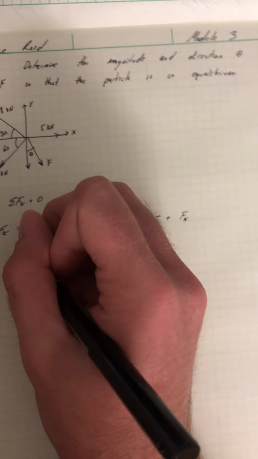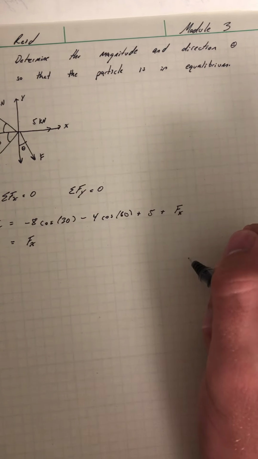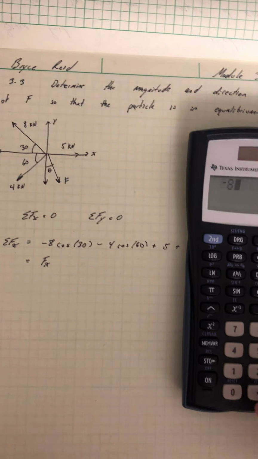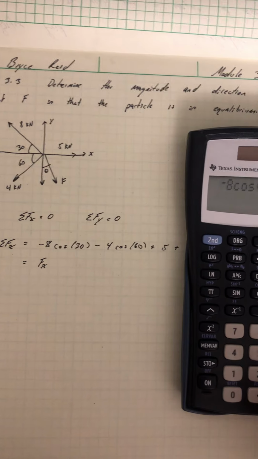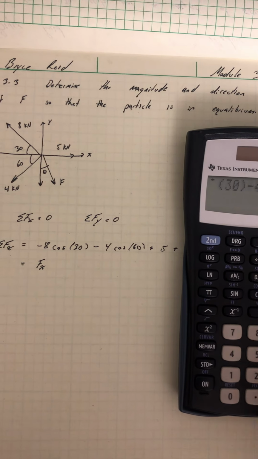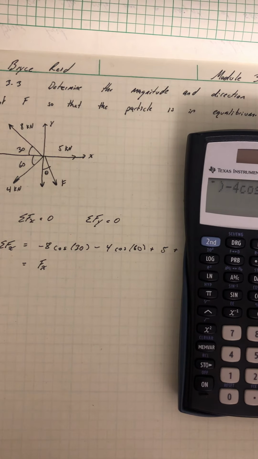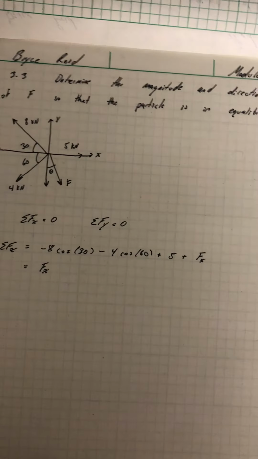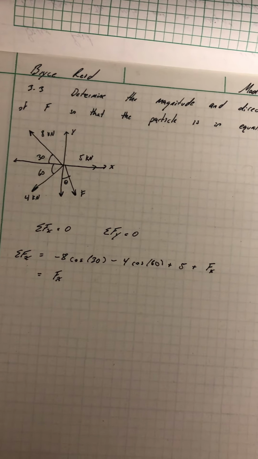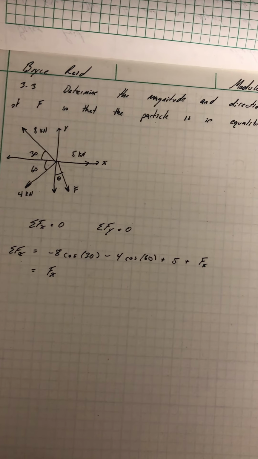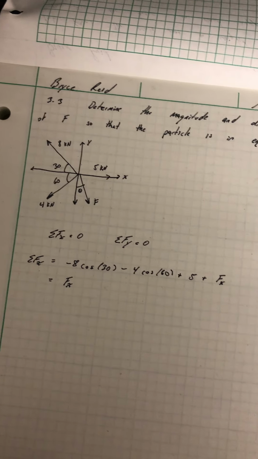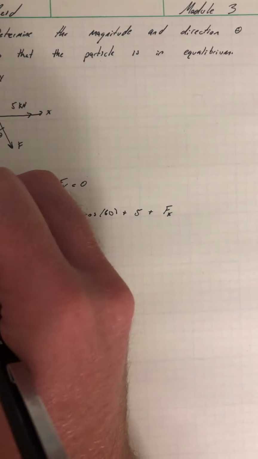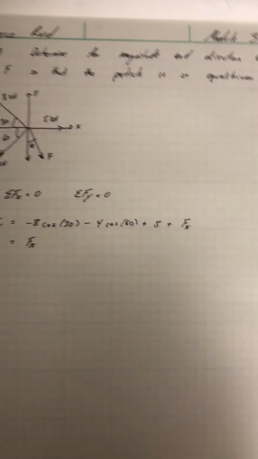Now we can solve for F of X. 8 cosine 30 minus 4 cosine of 60 plus 5 will give me negative 3.928, but then we move it to the other side of the equation, so now it just becomes 3.928 in the FX direction.